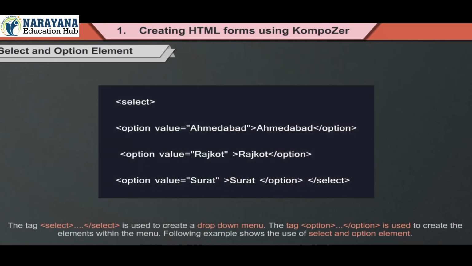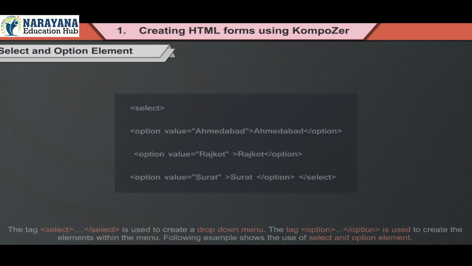The <select></select> tag is used to create a drop-down menu. The <option></option> tag is used to create the elements within the menu. The following example shows the use of the select and option elements.